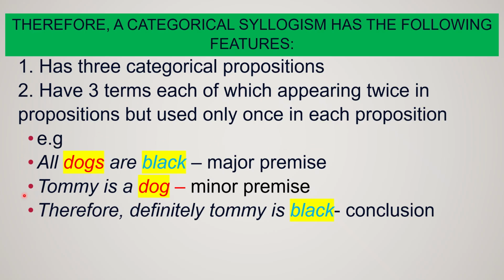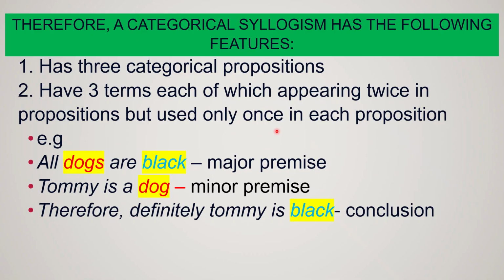Remember, in syllogism we focus on the validity of the conclusion. The validity of an argument is when the conclusion follows from the premises necessarily. We have necessarily said Tommy is black because of the premises above.